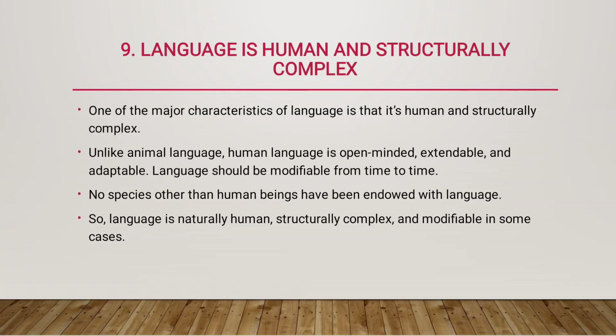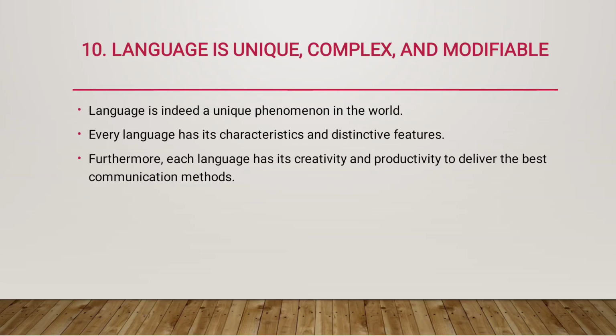Language is human and structurally complex. One of the major characteristics of language is that it's human and structurally complex. Unlike animal language, human language is open-ended, extendable and adaptable. Language should be modifiable from time to time. No species other than human beings has been endowed with language. So, language is naturally human, structurally complex and modifiable in some cases.